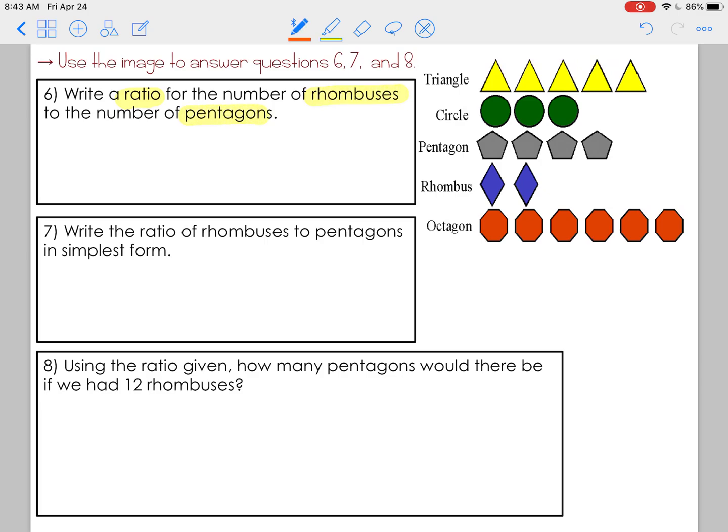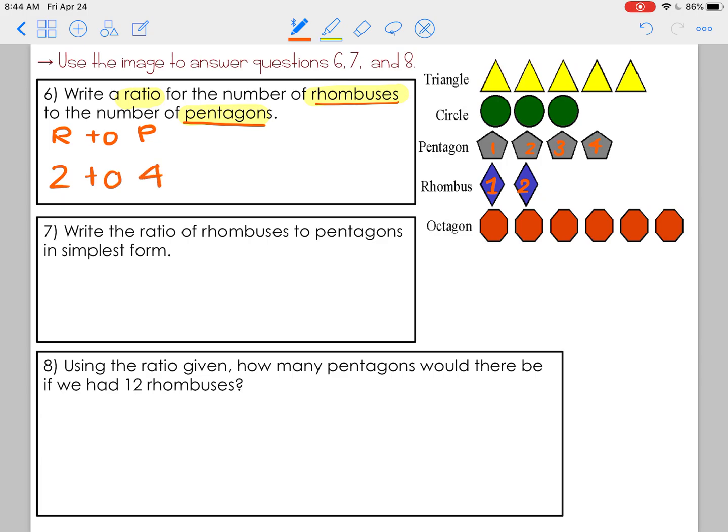So if you remember when we talked about ratios, it's really important which order they come in. So I'm going to go ahead and make a note, and you probably should on your paper as well. I'm just going to label R to P to remind myself that rhombuses should come first and pentagons should come second. So if I come over here, it actually tells us we don't have to know the shapes. And I count, I've got 2 rhombuses, 1, 2, 3, 4 pentagons.